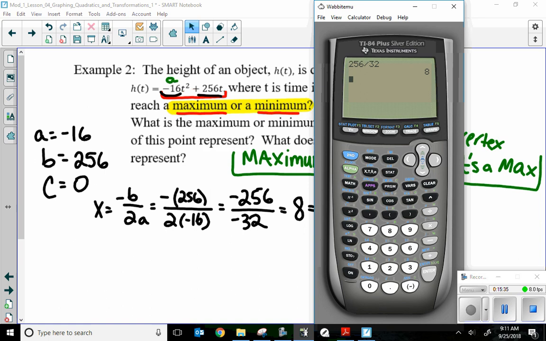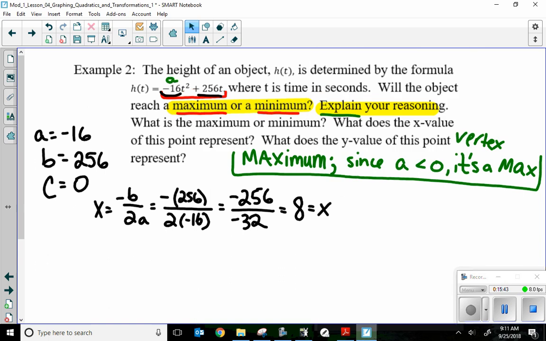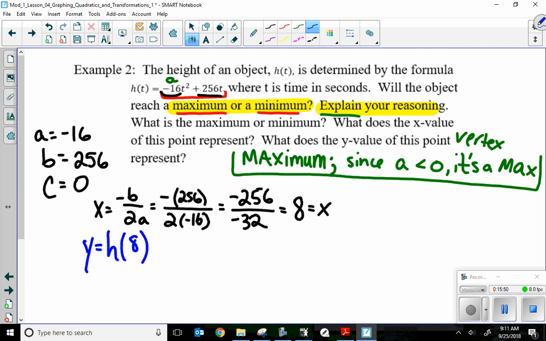Now, the calculator will also come in handy to find the y value. What do I mean? Well, how do I find the y value now? I take my function, I'm going to use an h here, and put in 8 into my function. Why did I use an h? Because that's what they gave me. My function is negative 16 times t squared plus 256 times t, which happens to be an 8. I'm inputting an 8 in both of my parentheses.